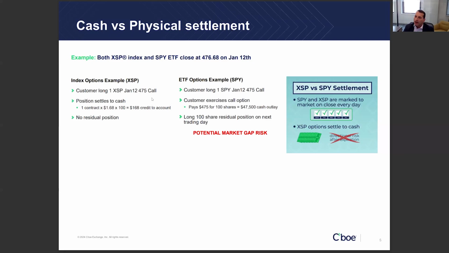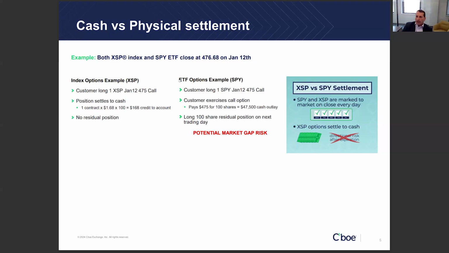In the case of an index option, which is XSP, if you look at the example, the customer is long the 475 call, so the position expires in the money at 476.68. An index option settles to cash. It's one contract times $1.68 times that 100 multiplier, which you're probably familiar with. That's a $168 cash credit to the account, and there's no residual position past that.